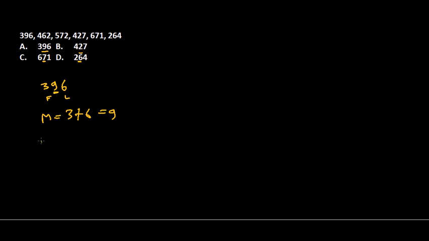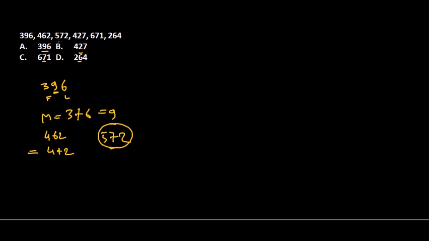Let's look at the second one. Obviously, we're looking at the series, not the answer. So 4, 6, 2. Is it an addition? Again, 4 plus 2, first and last one, so it's an addition. Again, this one, 5, 7, 2. 5 plus 2 is 7. Yes, it's an addition.